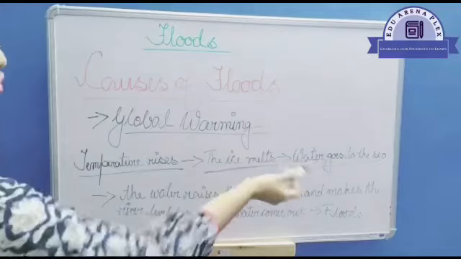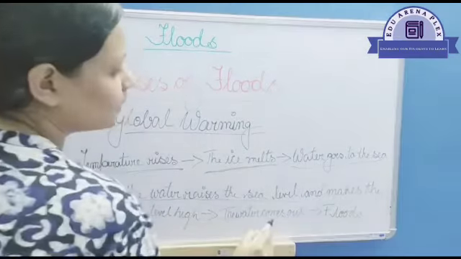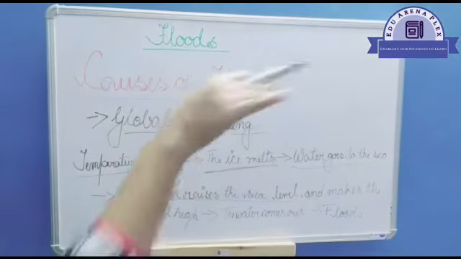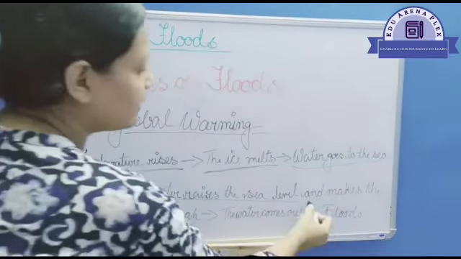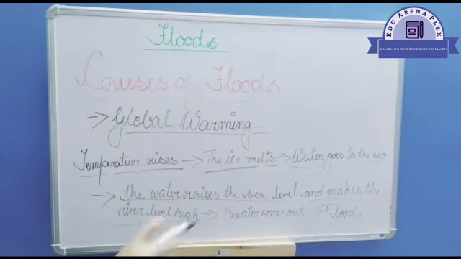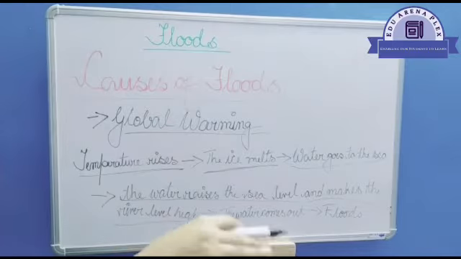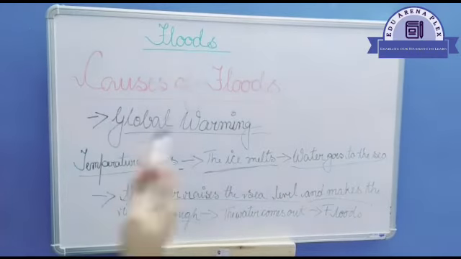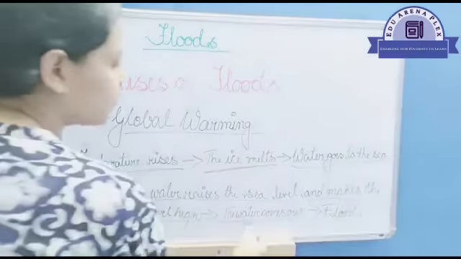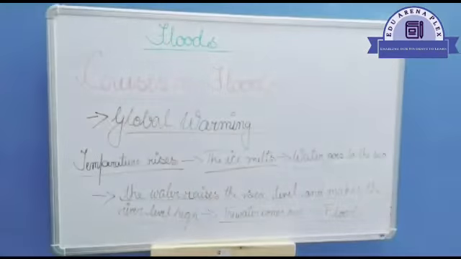After the water goes into the sea, it raises the sea level and also makes the river level high. When the river levels are high, then what will happen? The water will come out and ultimately it will cause flood.